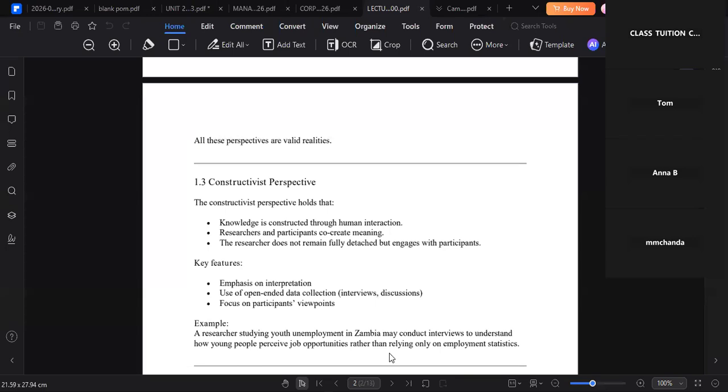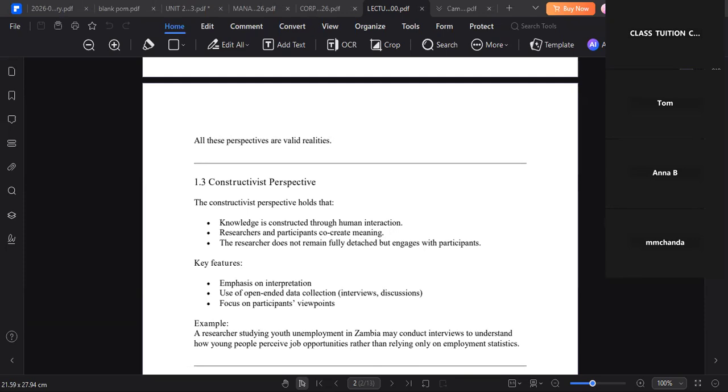It also focuses on the participants' viewpoints. So the main goal is to understand what perspectives the participants had. Even when they're interpreting the data, they would want to look at what the participants were thinking. So researchers will prioritize the voices of the participants rather than imposing their own assumptions. So it may help to capture detailed and context-specific information.